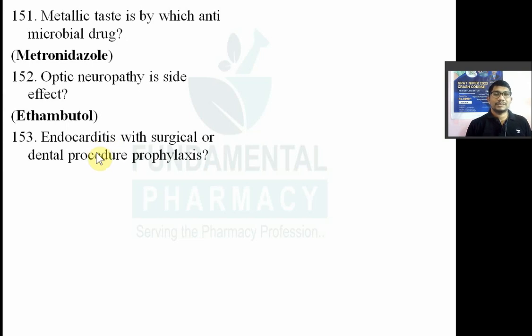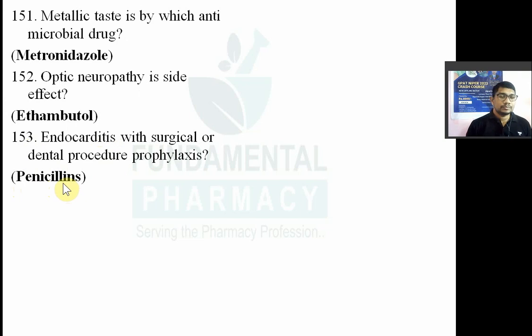So the drug used in the prophylaxis of endocarditis with surgical or dental procedure, the answer is the penicillins. What are penicillins? These are nothing but the beta-lactam antibiotics obtained from the fungus Penicillium notatum. Nowadays it is obtained from Penicillium chrysogenum. Penicillin G is known as benzyl penicillin, and there are a lot of semi-synthetic and synthetic penicillins.